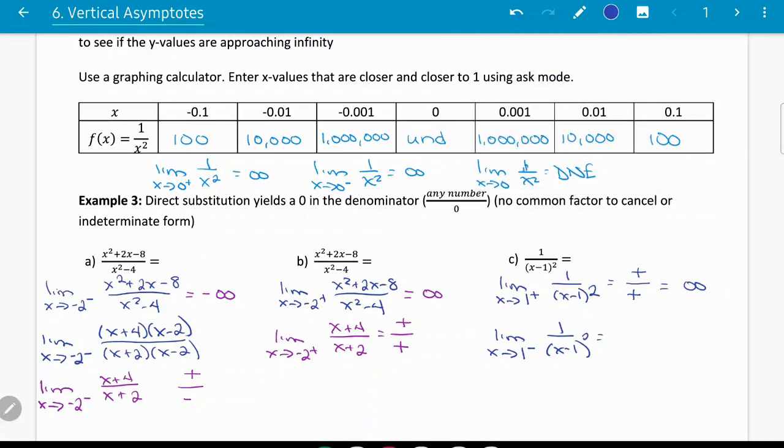Minus 1 quantity squared is again going to be a positive number over a positive number because we're squaring it, and that's also infinity. Now with this, and similar to example 2, we can also say the limit as x approaches 0 of 1 over x squared is positive infinity. So we can say that that is positive infinity.